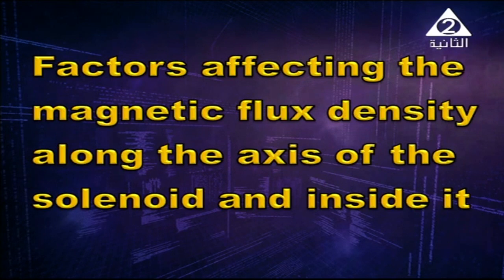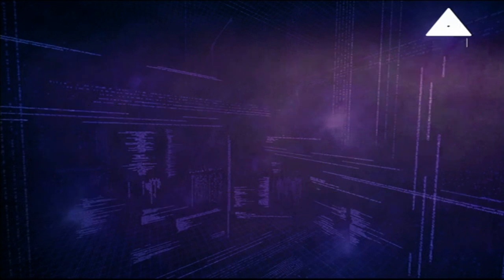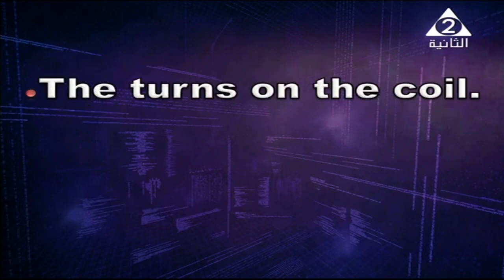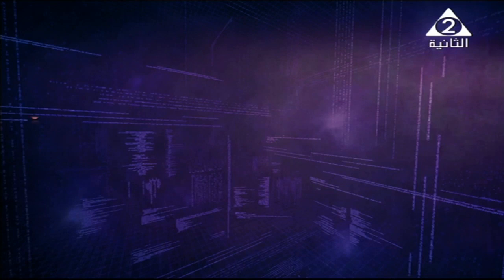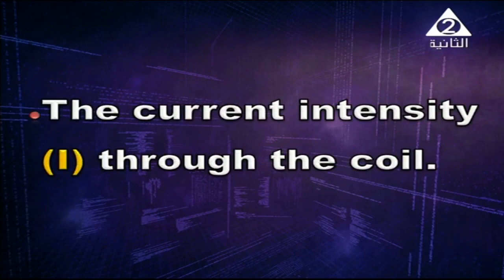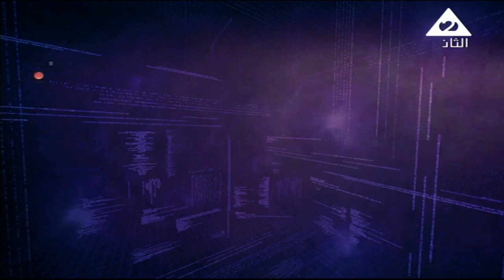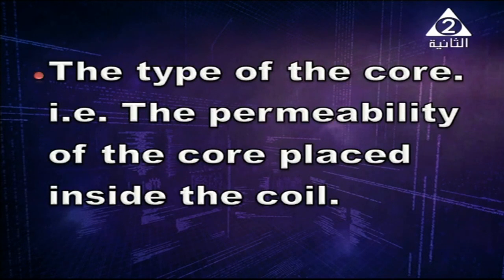And now talking about the factors affecting the magnetic flux density along the axis of the solenoid and inside it. First of all, the number of turns on the solenoid, the length of the solenoid, the current intensity passing through it, and the type of the core. That is to say, the permeability of the core placed inside the coil.